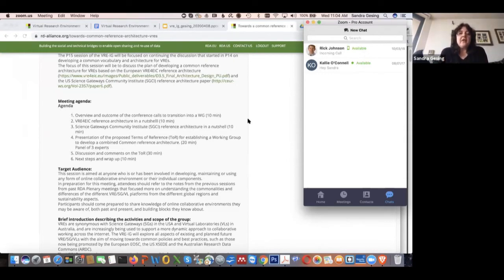So I will give a short overview on the VREG, and then I give it over to Zeming to talk about the VIE for EIC. I will talk then about the science gateways reference architecture we published. And what we are not really doing is a presentation of a proposed terms of reference, but more an open discussion and comments. So we don't have a panel of three experts, but I think that is fine for 1 hour. 1 hour will go fast, so to have the chance to discuss your different models is really the priority here. So I go back to my slides.